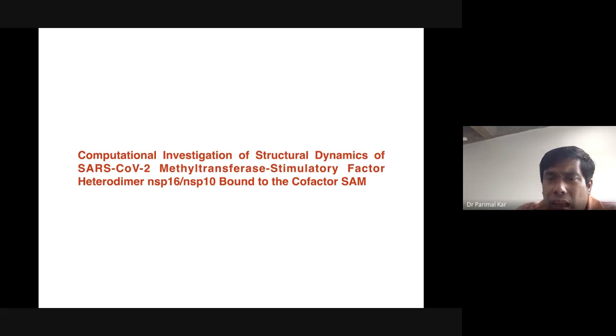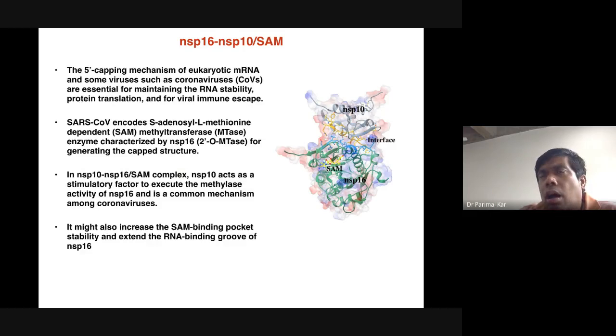So this is the final thing I will talk about. Here there is no drug binding; rather, we have identified another target for designing a drug for SARS-CoV-2. We are working on it. This paper is under revision in Frontiers in Biological Sciences, Biomolecular Modeling. The 5' capping mechanism of eukaryotic mRNA and some viruses such as coronaviruses is essential for maintaining RNA stability, protein translation, and viral immune escape. SARS-CoV encodes a SAM methyltransferase enzyme, characterized by NSP16, for generating the cap structure.